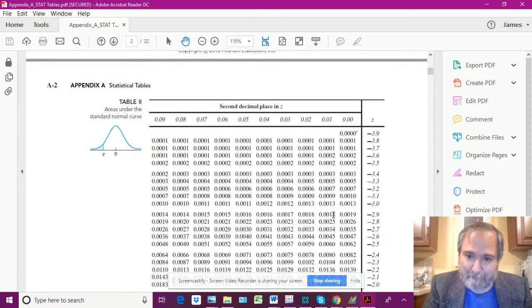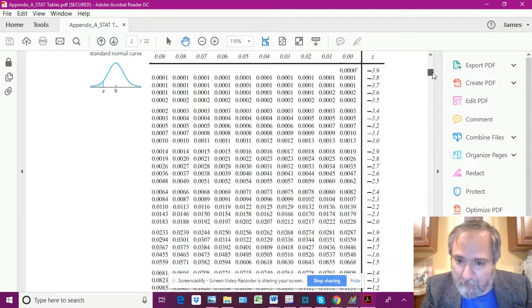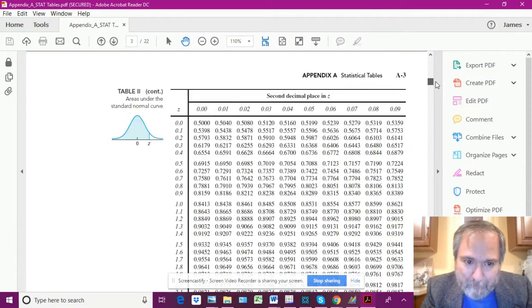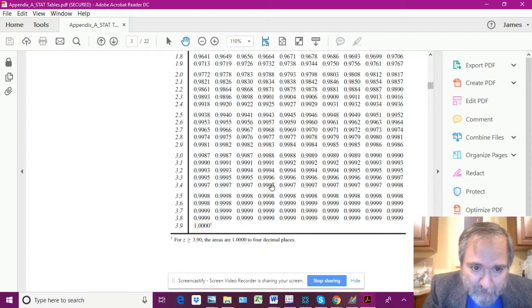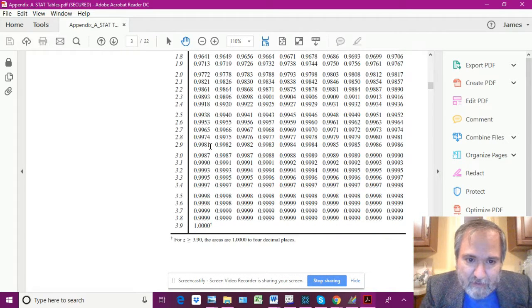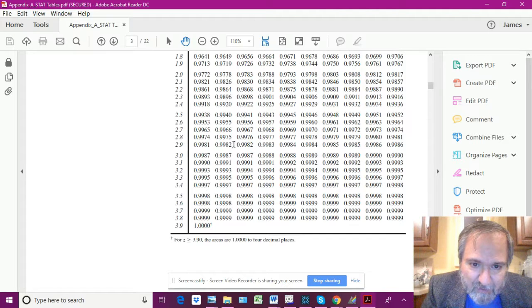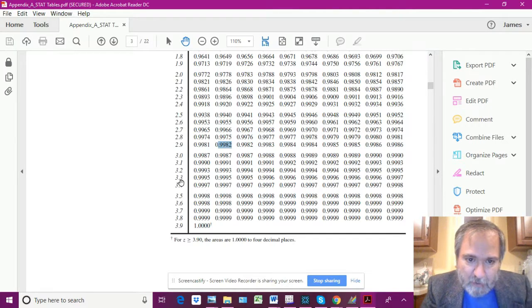That's the probability. I can go on the flip side of that. Let's say I want to look at positive 2.91. That will be here. And you'll see I have right here, 0.9982.